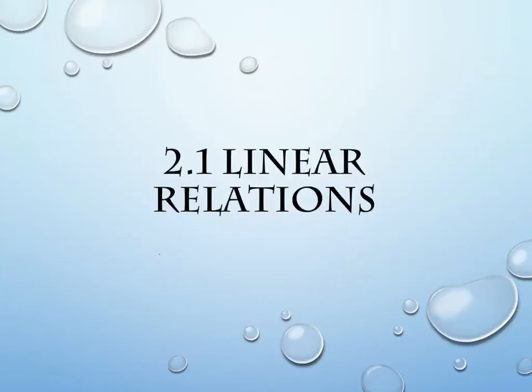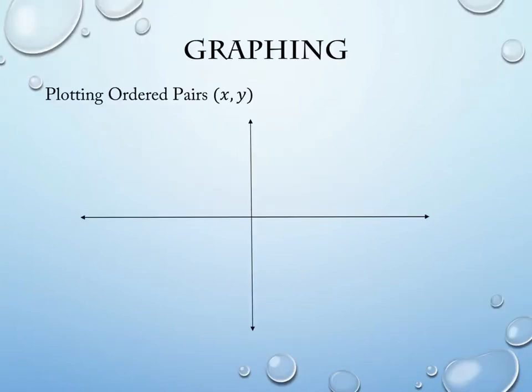Section 2.1 is linear relations, and we're going to start by talking about graphing. Plotting ordered pairs for x, y. I know you remember a lot about this graph, but just to make sure everybody's on the same remembering page.